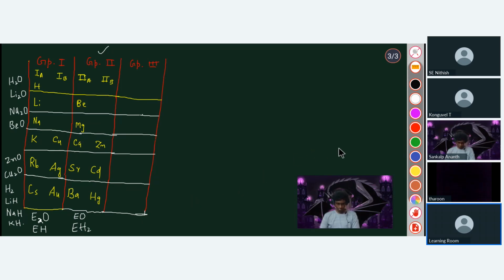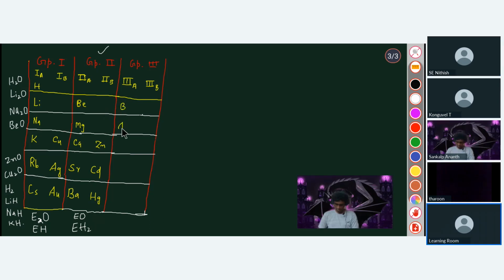Now, can you tell me group third? So group third is also divided into two subgroups. One will be third A. Sir, everything is divided into two subgroups, right, sir? Yes, except the eighth one. Boron, aluminum. Now, in the third A, there is exactly boron.